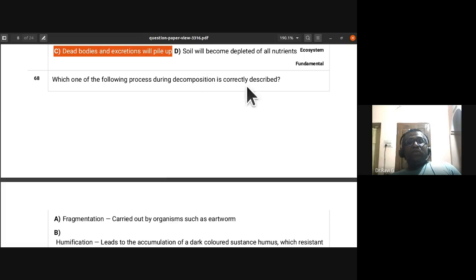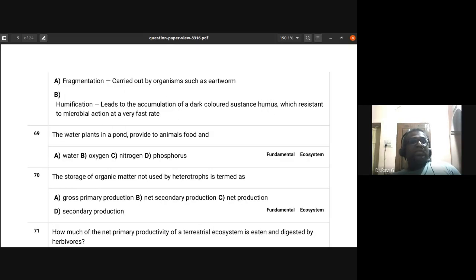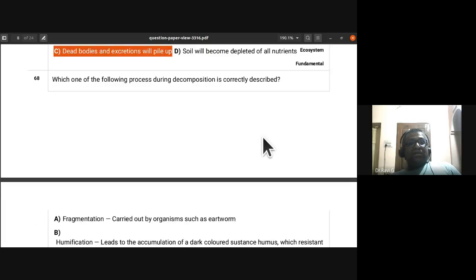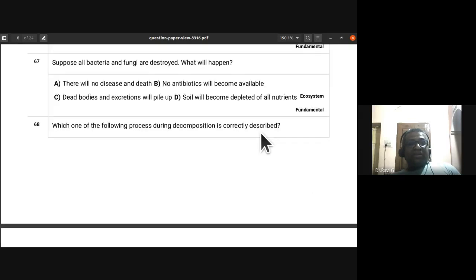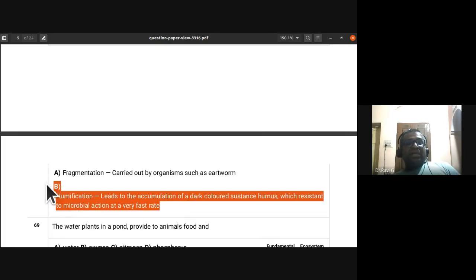Which of the following processes during decomposition is correctly described? So the 68th question. Fragmentation carried out by organisms such as earthworm. Humidification leads to the accumulation of a dark colored substance humus which is resistant to microbial action at a very fast rate. So B is the right answer.